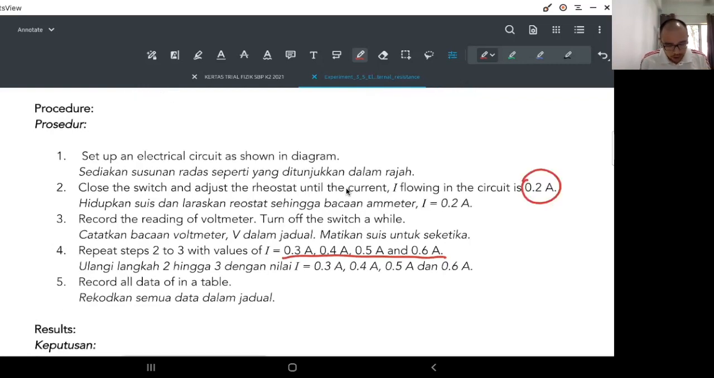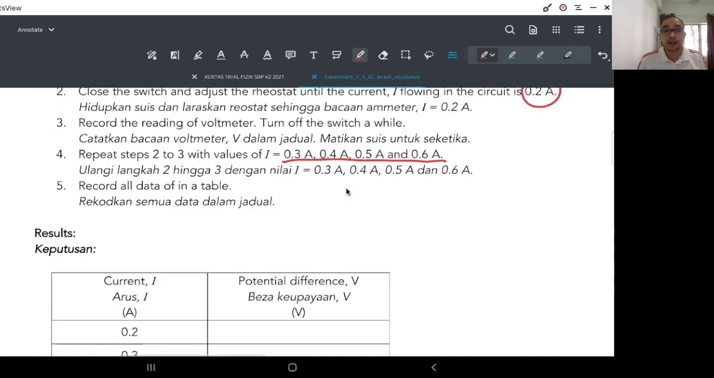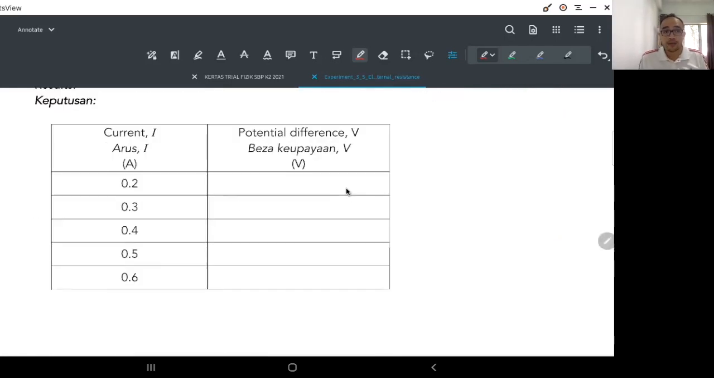Record all the data in the table. You will get these 5 data. If it is a guided experiment, then the values of the current are usually given to you. All you need to do is just fill in this. Now please remember the rules of filling in a table. Number 1, there must be symbol and unit.